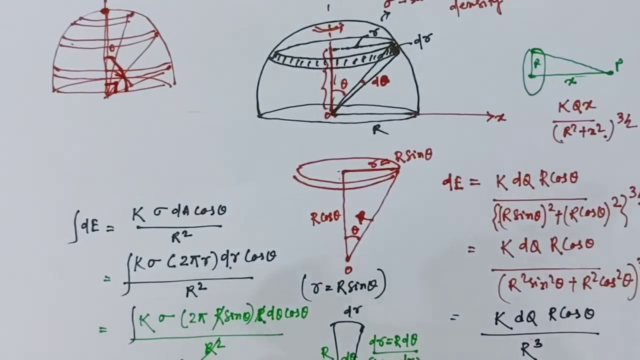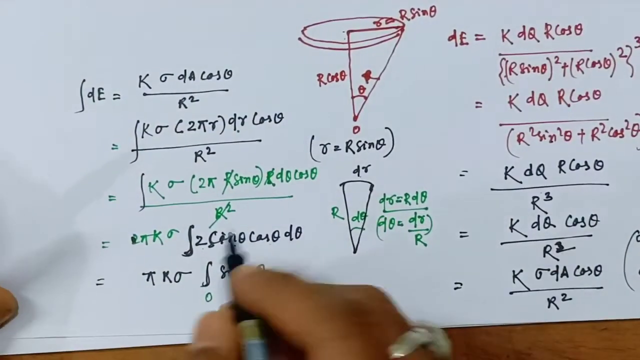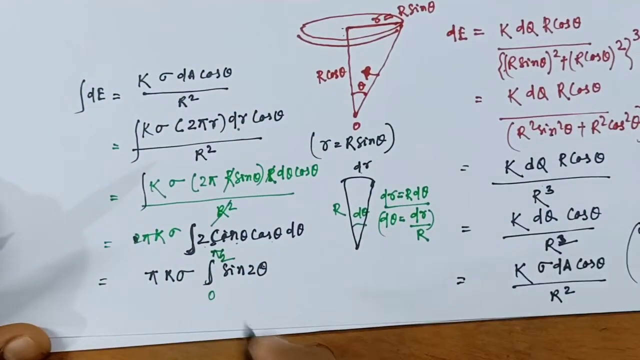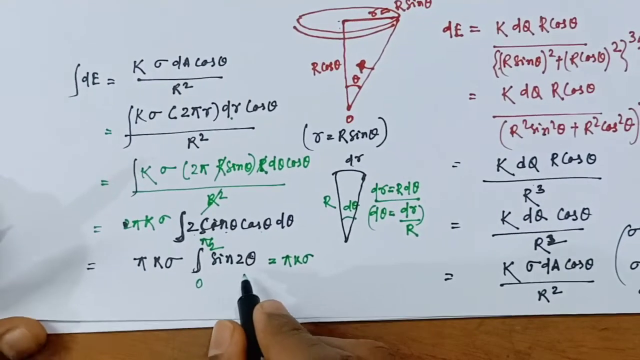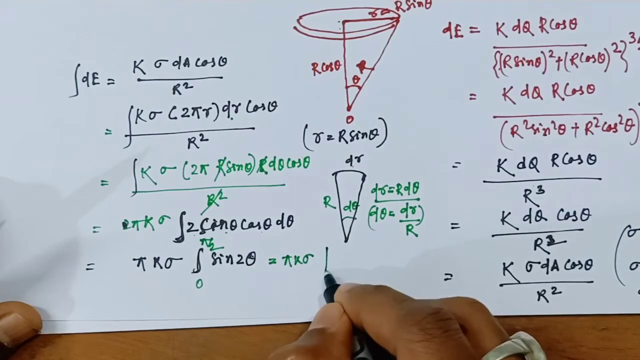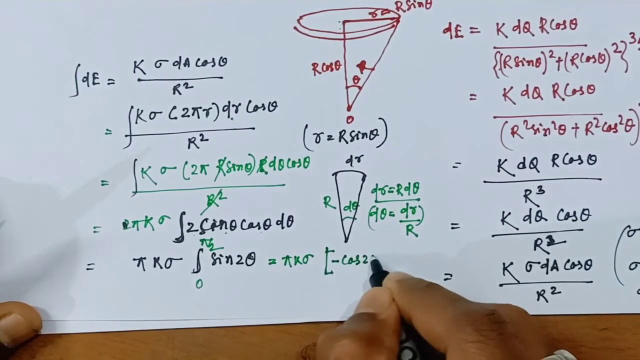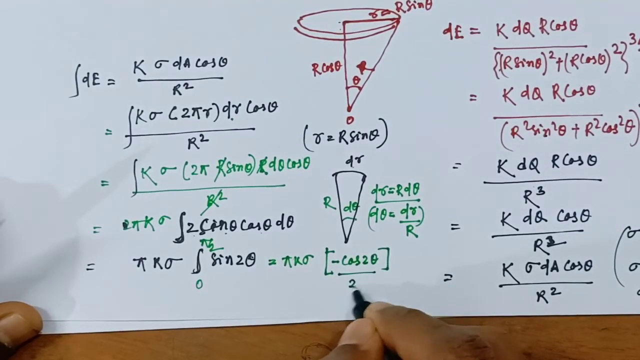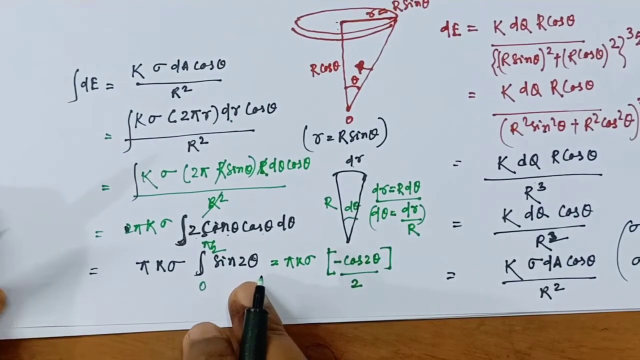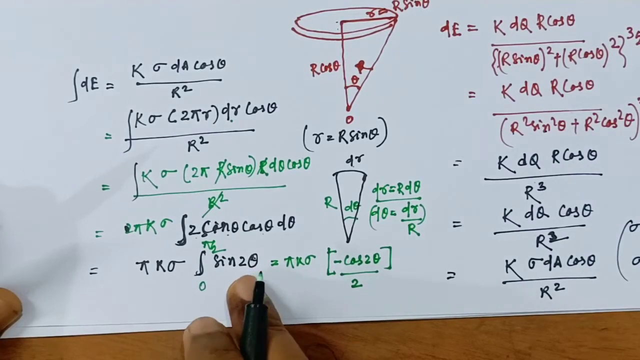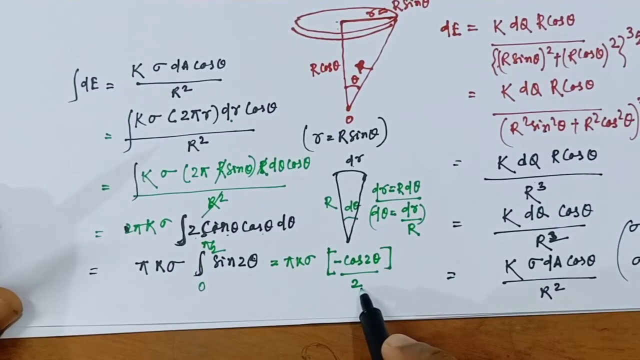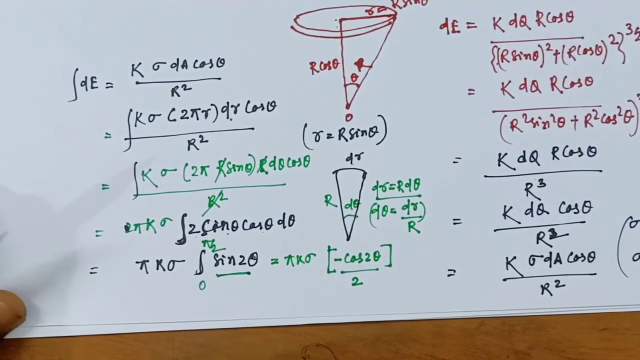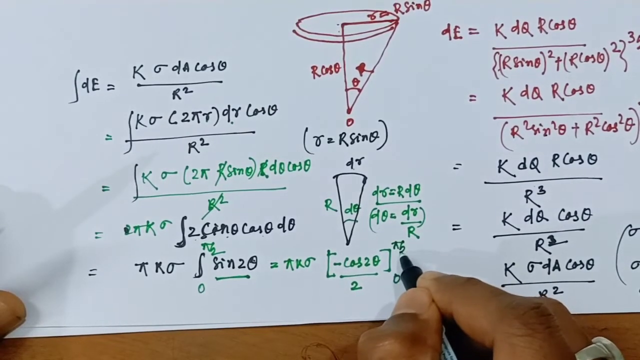The student must be aware of these things. So the minimum is 0 and the maximum is pi by 2. And everybody knows the expression is pi k sigma. What is the integration of sin 2 theta? The integration of sin 2 theta is minus cos 2 theta upon 2. The integration of sin theta is minus cos theta, so the integration of sin 2 theta is minus cos 2 theta upon 2. This is the normal integration, the student must be aware of this. The limits are 0 to pi by 2.